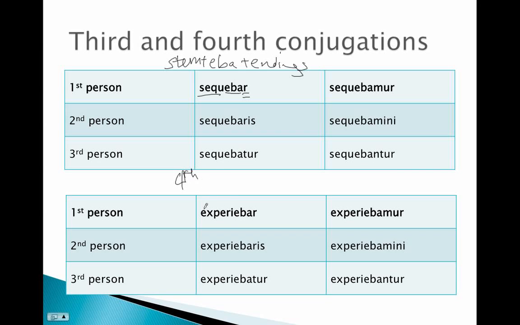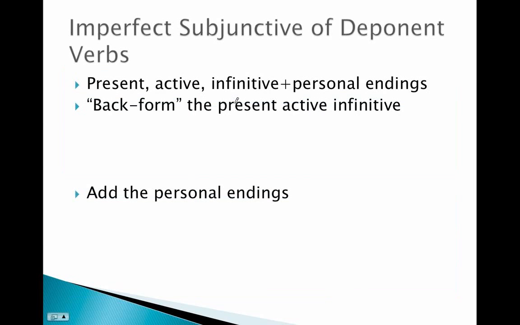So in our fourth conjugation, the difference is we're going to see that I in there. Whether you're second, third, or fourth conjugation, though, the key is always to look for this BA. You know you're dealing with the imperfect. So that's the indicative of the imperfect. Now let's move on to the subjunctive.